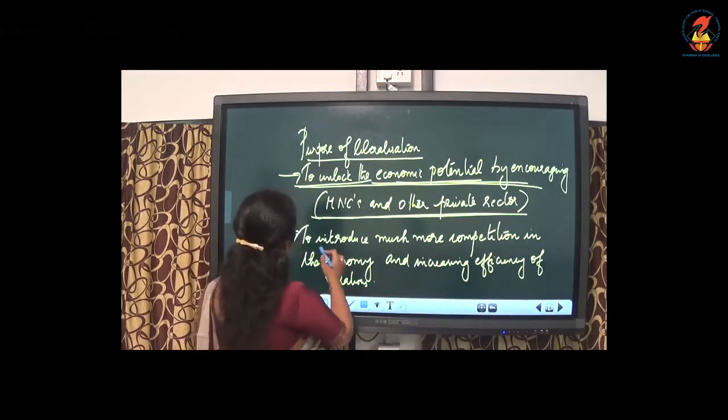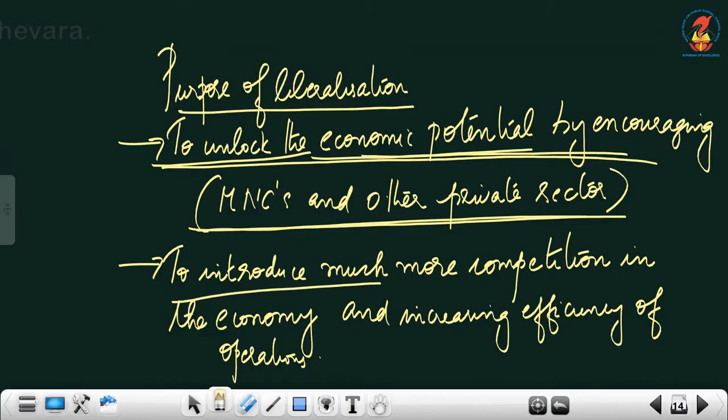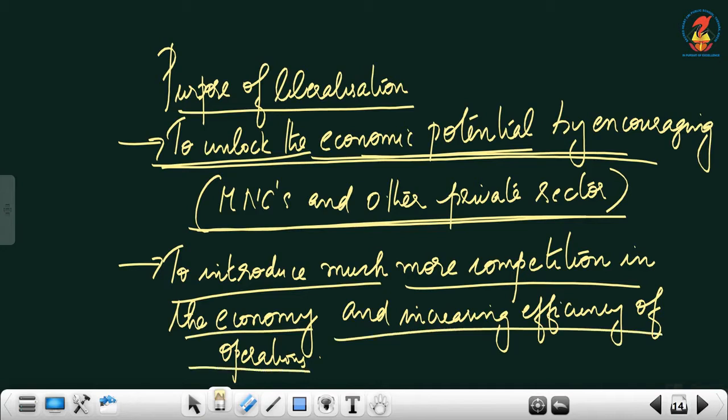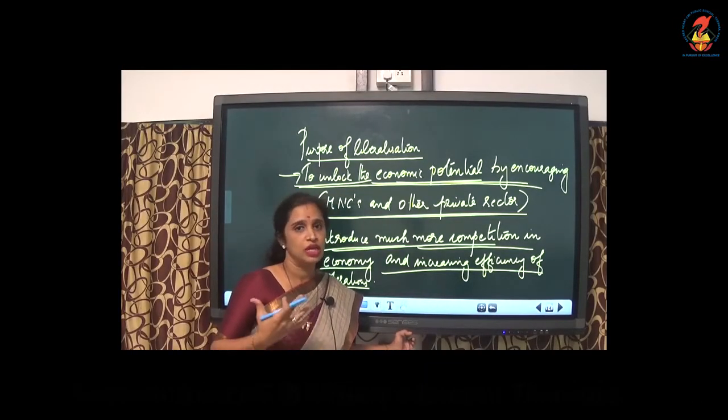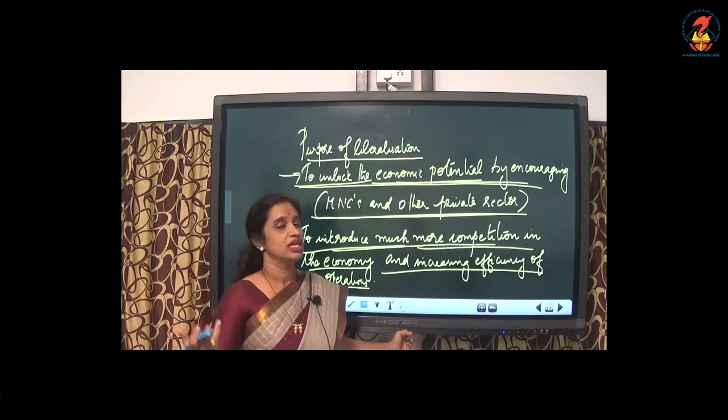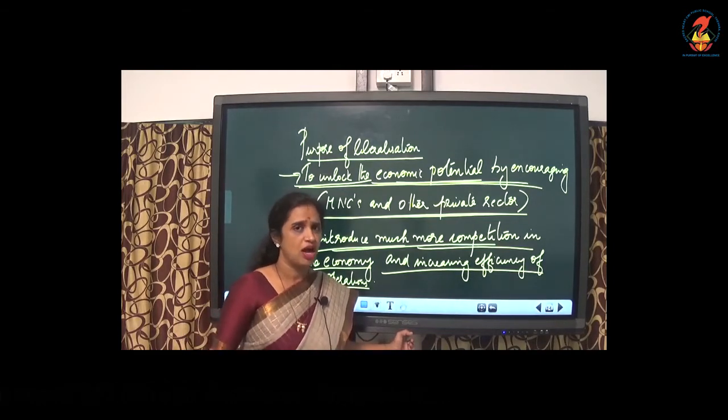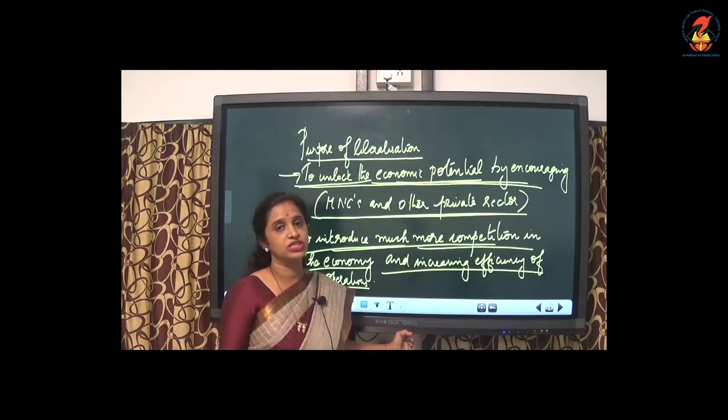Now the next one: the purpose of liberalization is to introduce much more competition in the economy and increase the efficiency of operations. Now with liberalization, what purpose can be fulfilled by the government? Introduce much more competition. That means if there are no restrictions, export and import will take place. If there is import, the domestic producers will be very vigilant. They will improve the quality of their product. High competition will be there. Reduction of price can take place. So only with this liberalization can this objective be fulfilled.